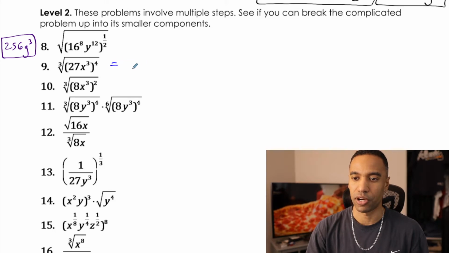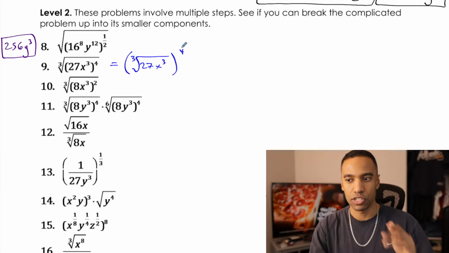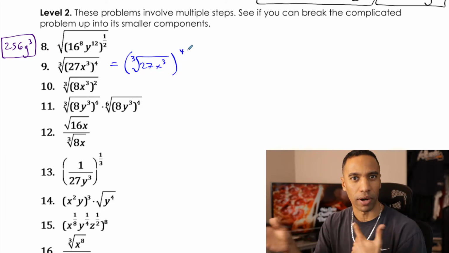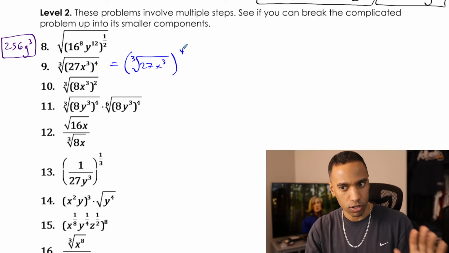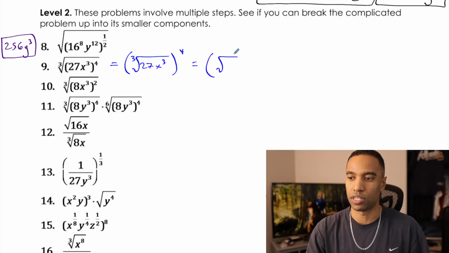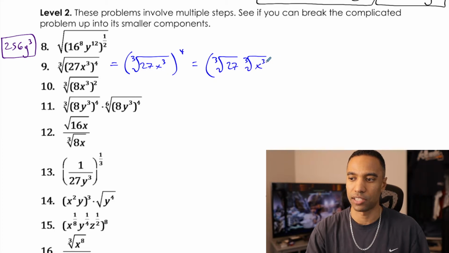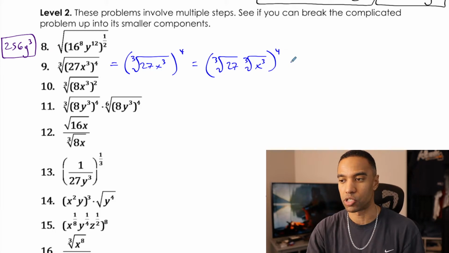This step isn't necessary to write, but maybe you need this perception of saying that, let's do this first and then do that second. Break it up into smaller components. My small component is I'm going to ignore the 4th power for now. I'm going to do the cube root first. So I'll go ahead and do the cube root of 27 times the cube root of x cubed and raise that to the 4th. See, we're doing the cube roots first, making our numbers smaller.